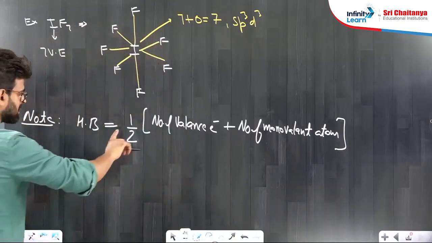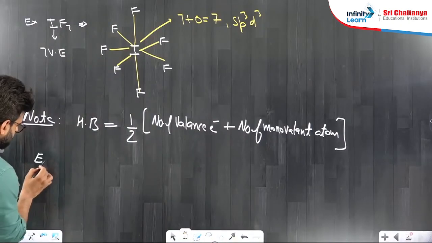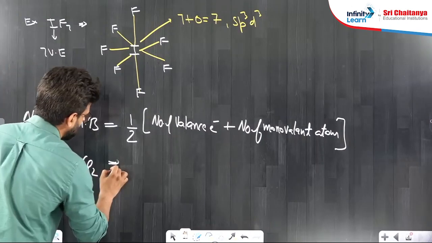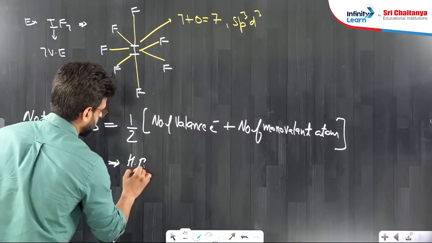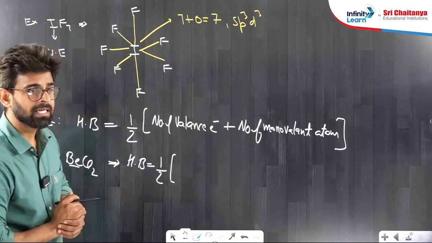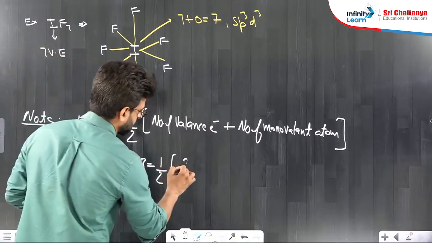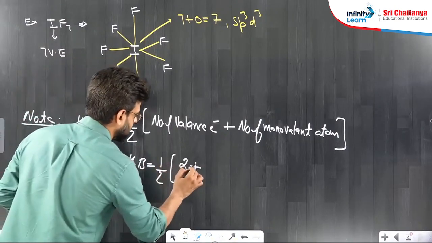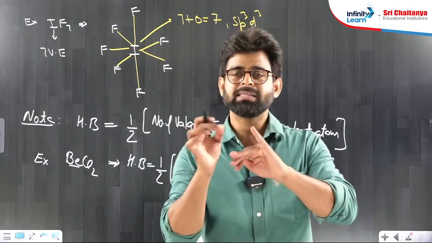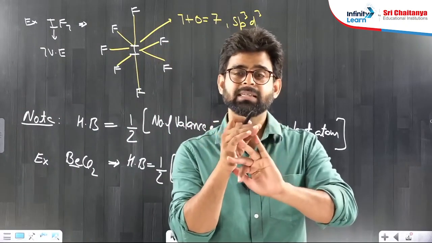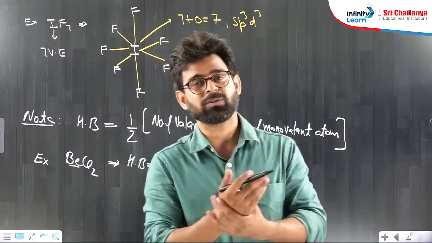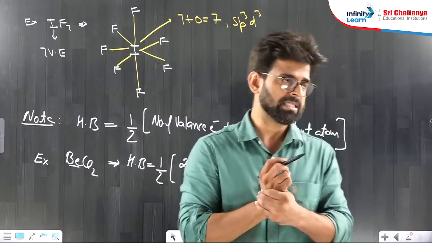Clear? So for example, I already took the BeCl2 example. Without the structure, how can we find it? First of all, tell me, beryllium has how many valence electrons? Beryllium has 2 valence electrons. And you can see here chlorine is a monovalent atom. Mainly halogens or hydrogen are monovalent, whereas oxygen you have seen makes a double bond. It is a bivalent atom.